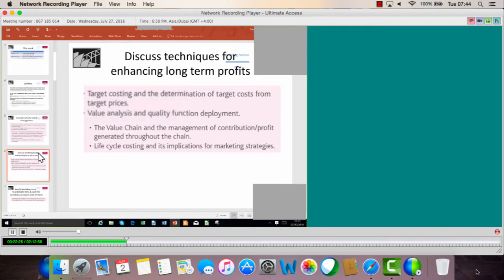Life cycle costing and its implications for marketing strategies is an interesting one, and if any of you are particularly keen on that, then please say so. I think that within the limits of 2 hours, I can't do absolutely everything, but I can talk a little bit about that if you need to, because it is something which we'll see hasn't been tested at all in 2016 to date.